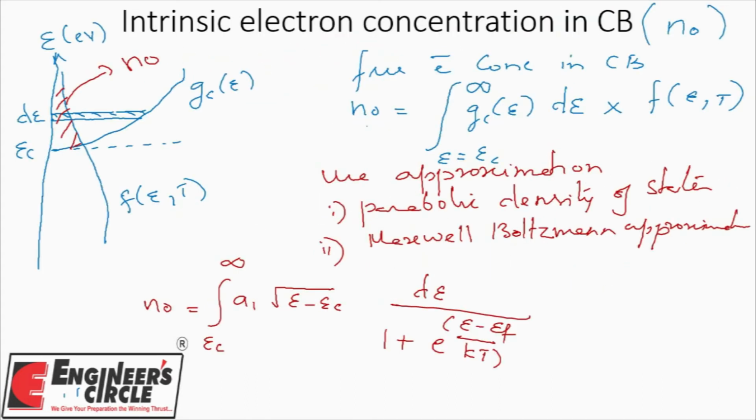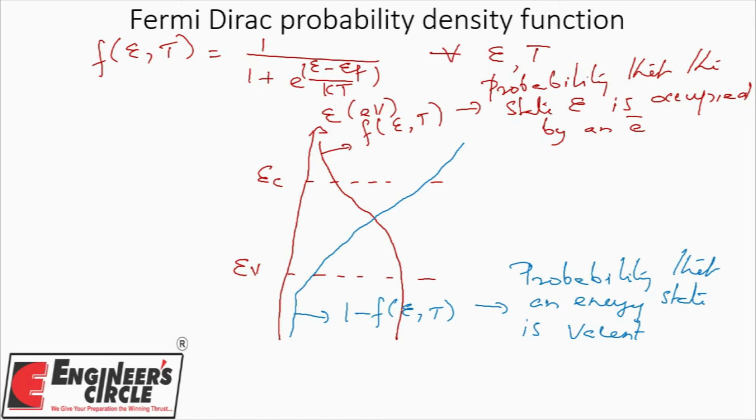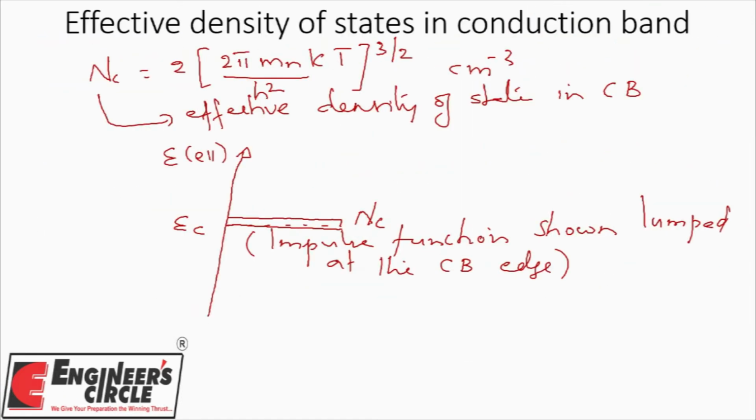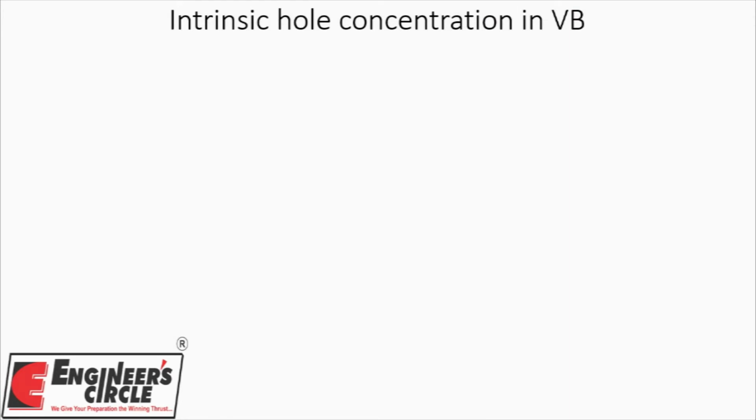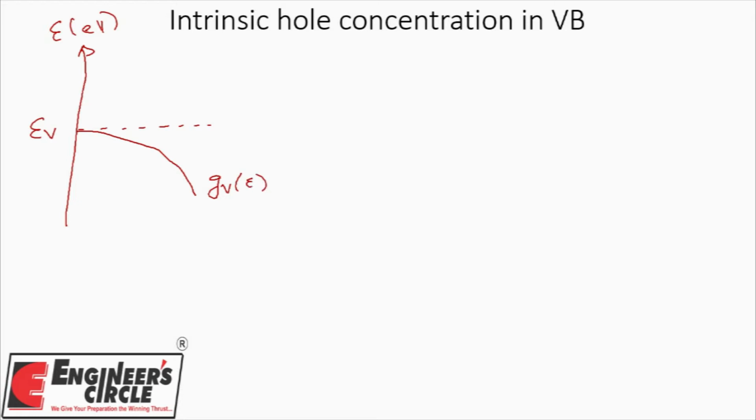Similarly, we can find the intrinsic hole concentration in the valence band. So you have the energy level EV, you have the valence band edge EV, and the parabolic density of states function gV of E. So what I do first is I consider a small elementary strip of width dE and find out the area under this curve. The concentration is denoted by p0, p for positive charge particle, 0 for equilibrium.